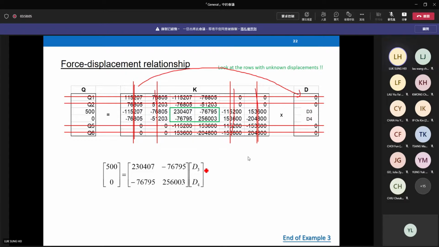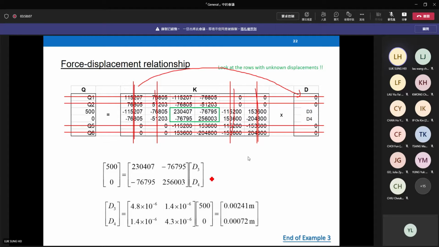Two equations, two unknowns, you can solve for the unknown displacement. Although this time we call this D3 and D4, they have the same numbers, same as version 1 and version 2. So my conclusion is that code number orientations will not affect the answer. Just keep your definition consistent throughout the whole calculations.